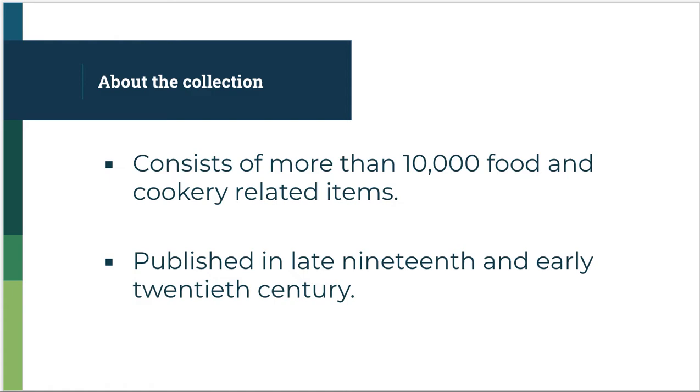So, a little bit of background information about the collection. This collection consists of more than 10,000 food and cookery related items. Most of the records in this collection are published in the late 19th and early 20th century. All the items in this collection are housed at the MSU libraries, and the library was also responsible for creating PDF derivatives and disseminating them on the internet.